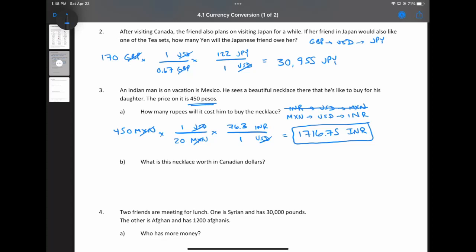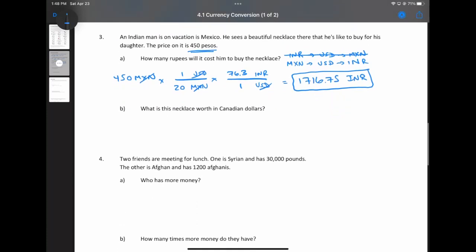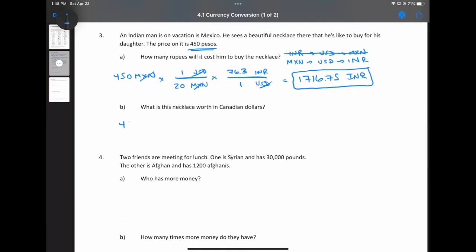Okay. So now just to put this in perspective, what would that necklace cost in Canadian dollars? Because when you see it in Mexican, you see it in rupees, neither of those really means much to me. But if I want to convert this into Canadian dollars, then what I could do is take 450 Mexican, Mexican to US, US to Canadian. And we already saw 1 US is 20 Mexican, and we also know that 1 US is 1.25 Canadian.